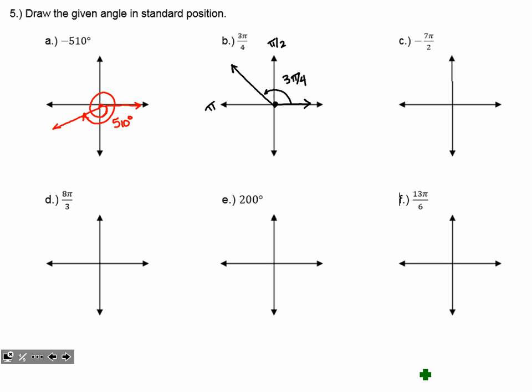Letter C, negative 7 pi over 2. Well, every time I rotate to an axis, that's 1 pi over 2. So I'm going in a negative direction. 1, 2, 3, 4, 5, 6, 7 pi over 2s to end up at that terminal side.